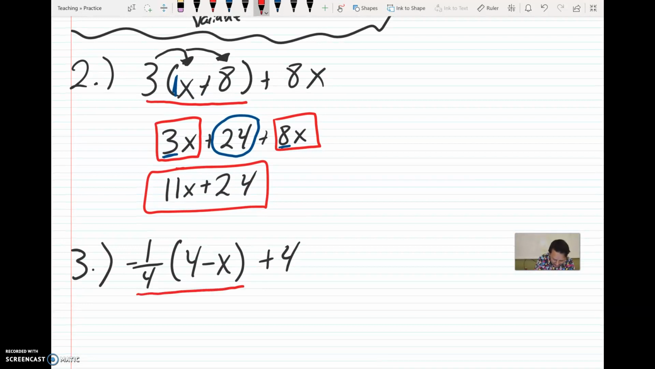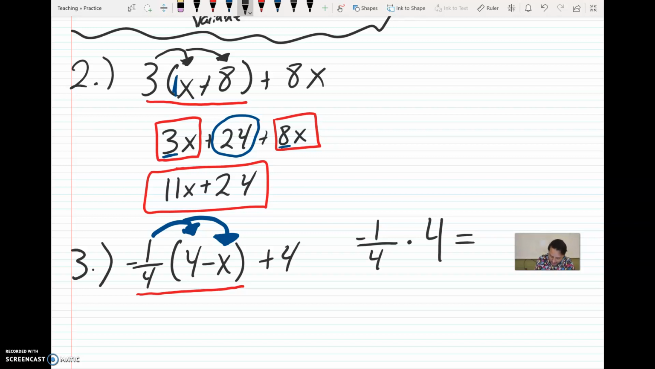It's this guy right here. So what we're going to do is distribute this 1/4 to the 4 and to the negative x. Okay? So that being said, we want to multiply negative 1 over 4 times 4. I'm going to go ahead and do this on the side so we can see how I do it. That's negative 1 over 4 times, I'm going to do a dot, or you can put a little x, times 4.